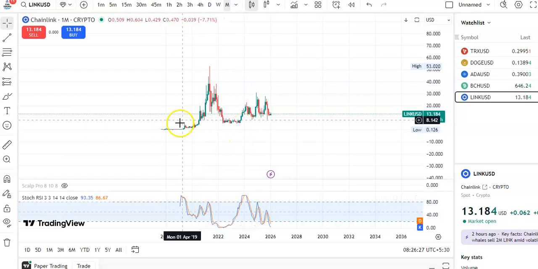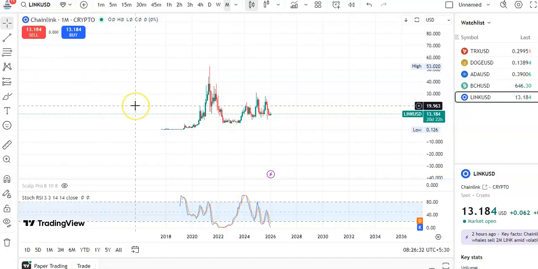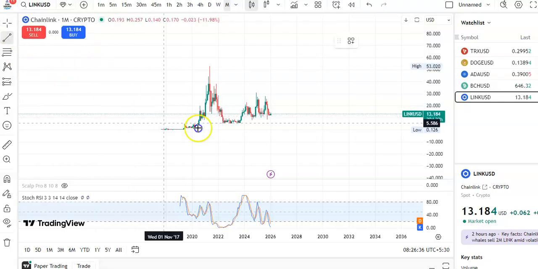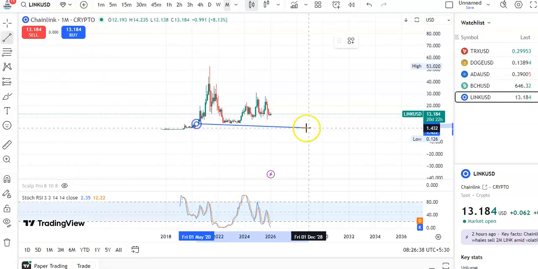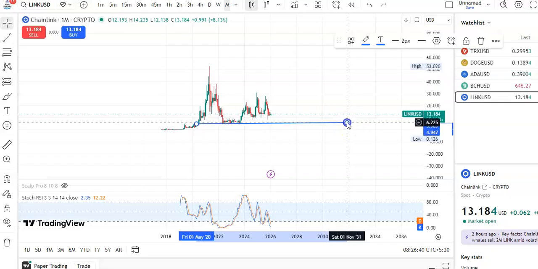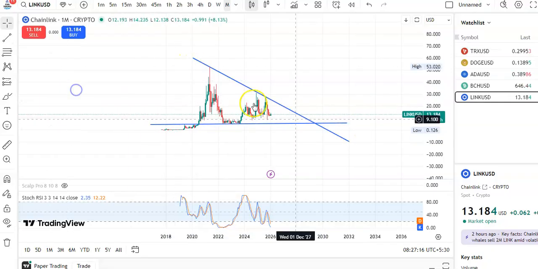Today I'm going to talk about this cryptocurrency, that is Link coin or Chainlink coin. In this video I'll be talking about the latest technical analysis. So let's begin. You can see that I'm in the monthly chart. So let us draw the trend line. You can see this is the support trend line and this is the resistance trend line.